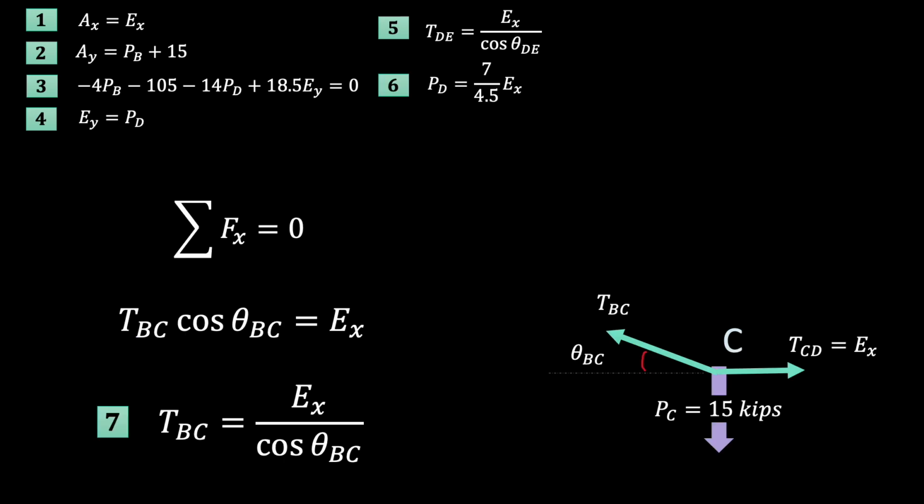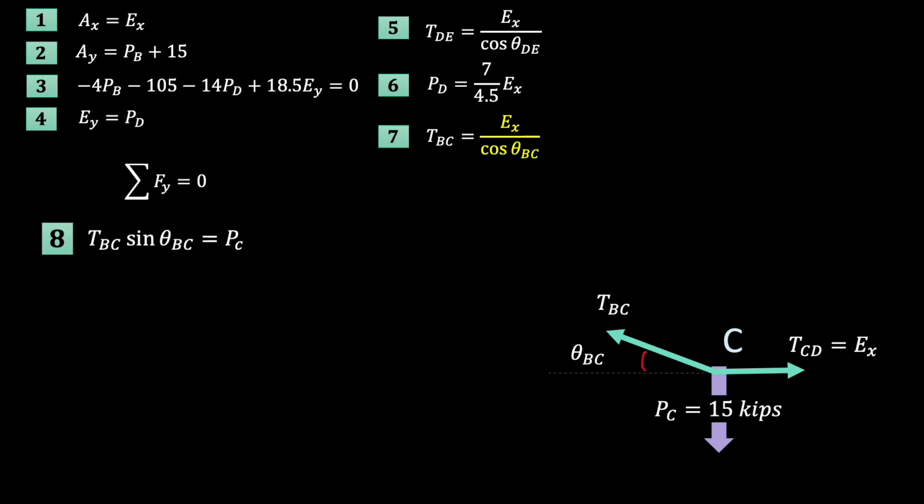From joint C, we're going to be repeating the same steps we've already done. We use equilibrium in the x direction to get the tension in BC in terms of EX. We could solve for theta if we wanted, but we'll leave it for now since we're going to combine it with sine again at joint B. I like to avoid solving for angles until the very end. I find them messy to work with and often they'll cancel out anyway.